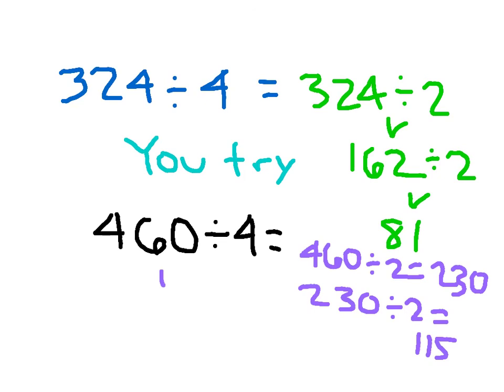Good mathematicians will always check their work. Did you check your work already without being asked to? 4 times 1 is 4, plus 2 is 6, 4 times 1 is 4, 460. Check. So 460 divided by 4 is 115.